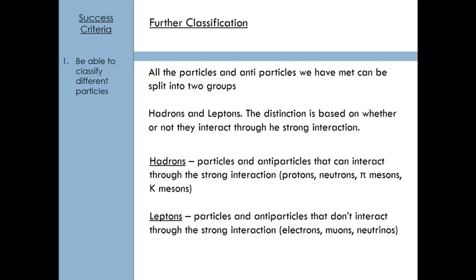Now we already know leptons, so that's fine, but hadrons are pretty much everything else. So protons and neutrons, which are in the nucleus, so they must interact through the strong force, and also these particles called mesons. And mesons are particles that are just made up of two quarks, whereas protons and neutrons are made up of 3 quarks. But we're going to talk about this a little more in a second. So, got hadrons and leptons.